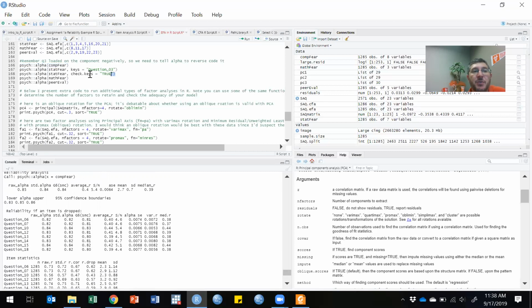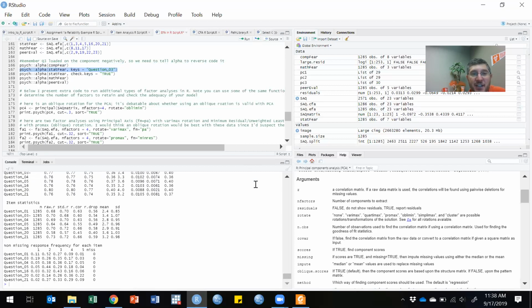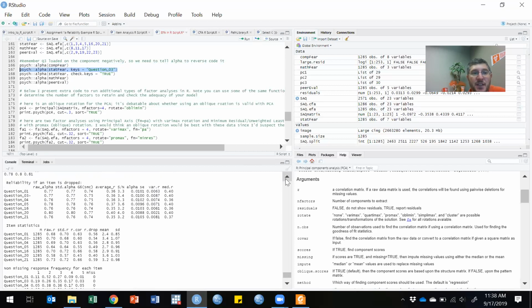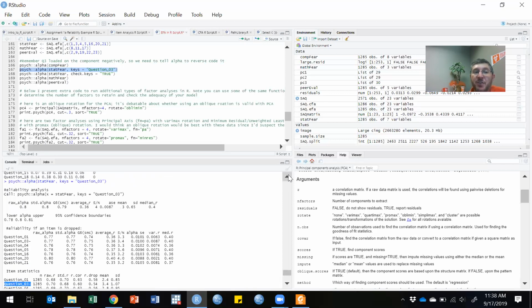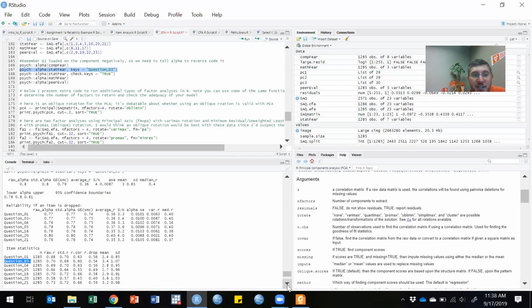Here's the same thing for the statistics items. We want to make sure question 3 was reverse coded. Alpha of 0.8, still pretty good. Removing any of the items doesn't really improve alpha. Dropping item 20, you get the same alpha.